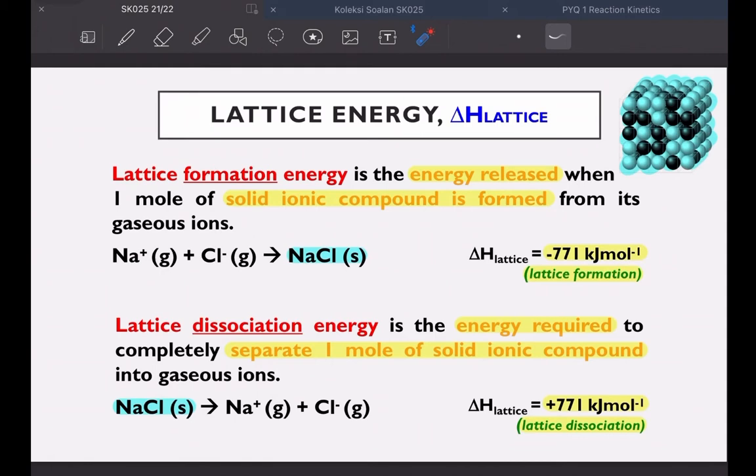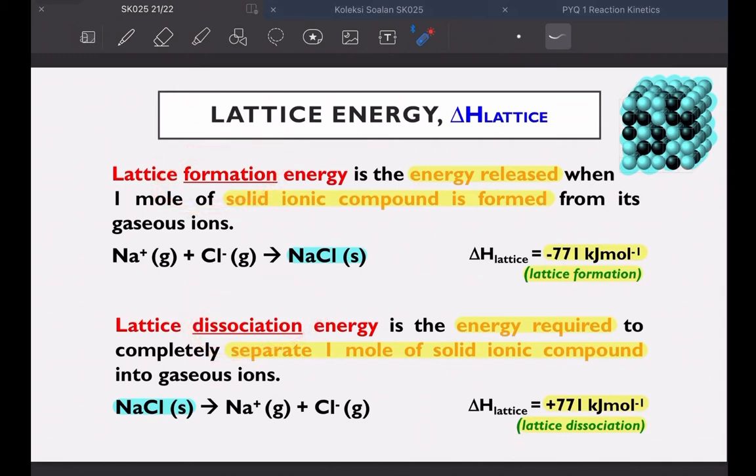First, we need to know what is lattice. I think you should know by now that lattice looks like this. It has a certain grid. It is closely packed atoms. So we have two types of lattice energy actually. We have lattice formation energy and we have lattice dissociation.